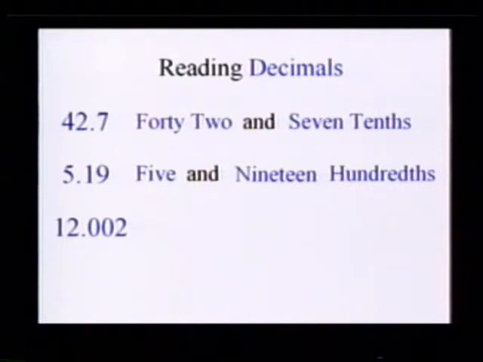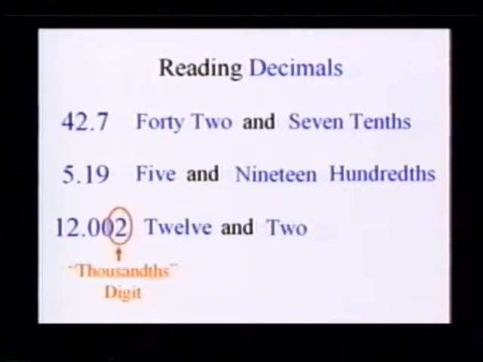Okay? Got another one. It looks a little harder, but it's not. Do the same thing. Write the whole number, 12. Replace the decimal with "and," then write the decimal part, which in this case is just 2. And then what's the name of the last digit? Thousandths. So it's 2 thousandths. 12 and 2 thousandths. Okay, so that's how we're going to read or write these for that matter.